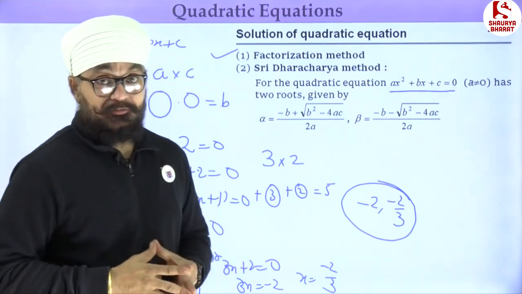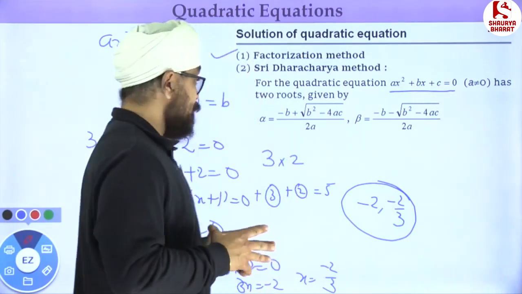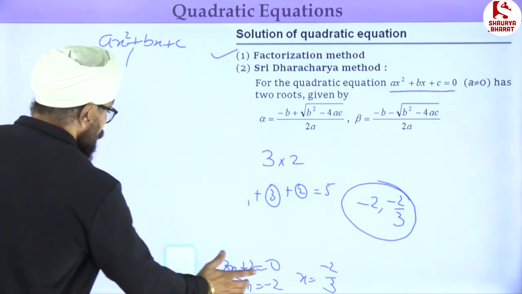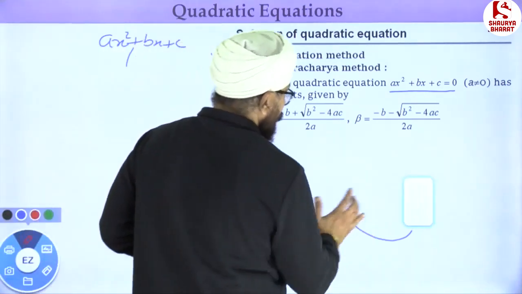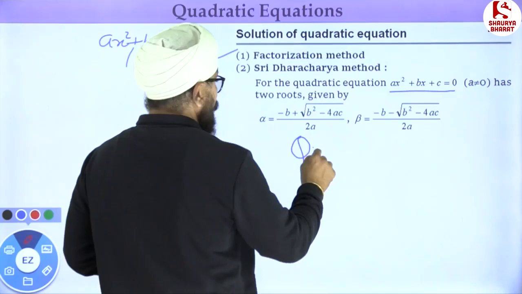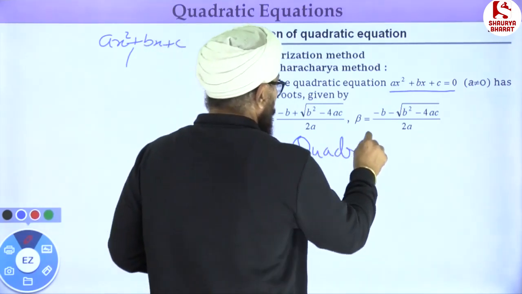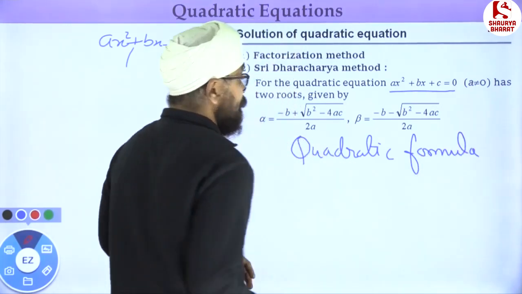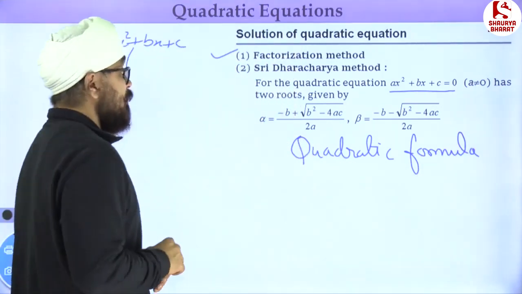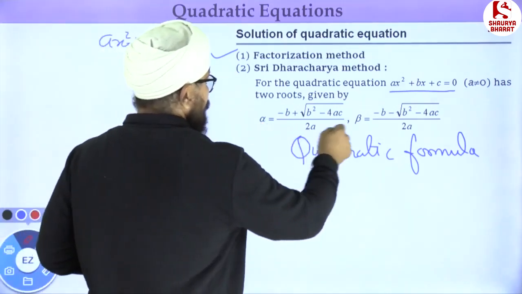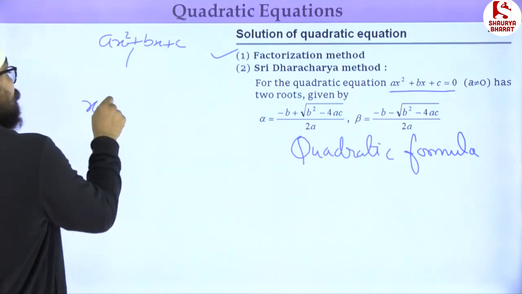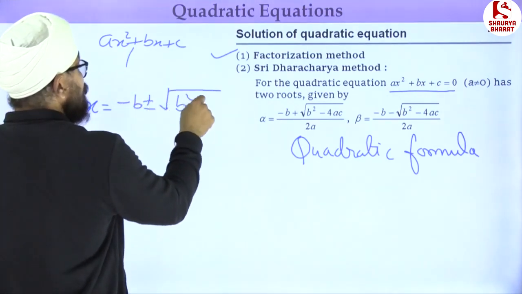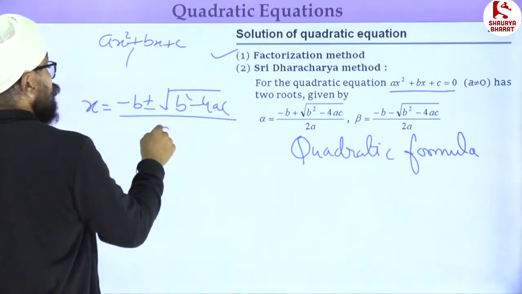So this is the first method, where we say that we are applying the factorization method. Now apart from this factorization method, there is one more method we see, which is known as the Sridharacharya formula, or just the quadratic formula. And this quadratic formula is obtained by the method of completion of square. Otherwise we can remember this one as x is equal to minus b plus or minus root of b square minus 4ac upon 2a.